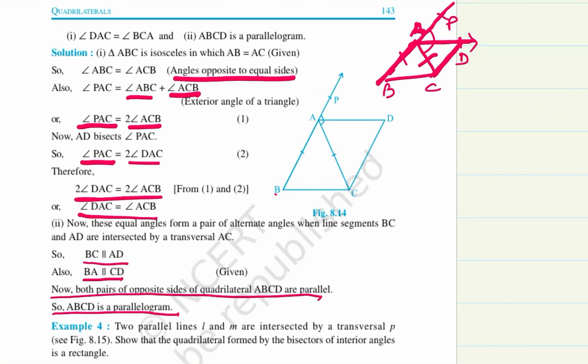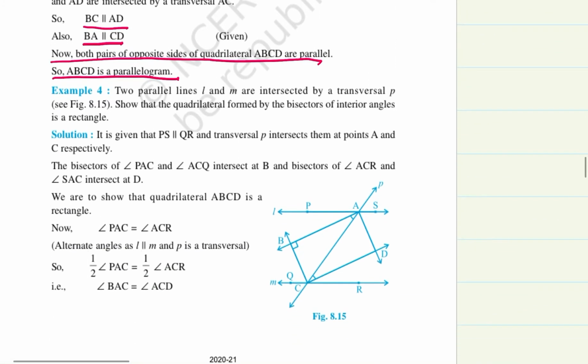Hence we proved both the required results, that angle DAC is equal to angle BCA and ABCD is a parallelogram. Now example 4. Two parallel lines L and M are intersected by transversal P. Show that the quadrilateral formed by the bisectors of interior angles is a rectangle.